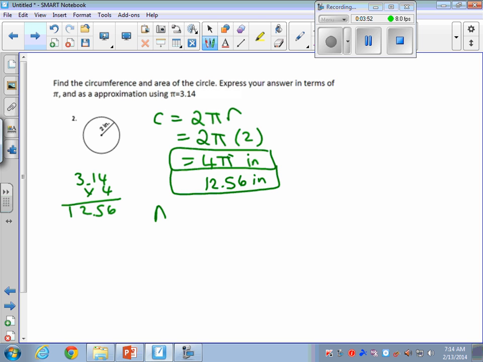The area, I need the formula pi r squared. So that's going to equal pi, and radius squared is going to be 2 squared. 2 squared is 4, so 4 pi inches squared for the area. And I need to multiply that out. I just did that for the previous problem, so 12.56 square inches.